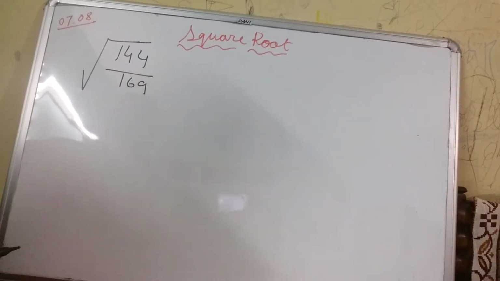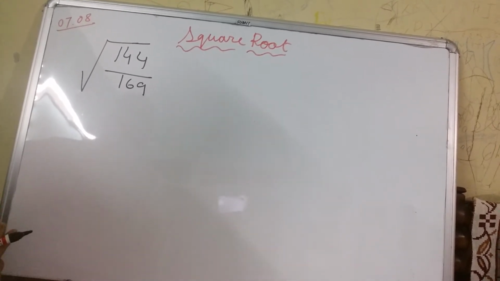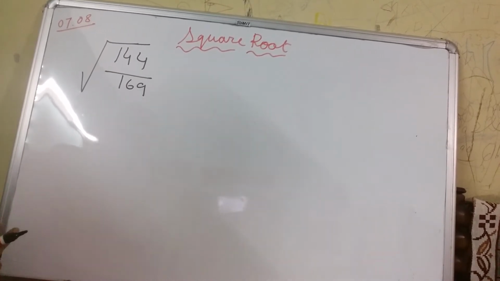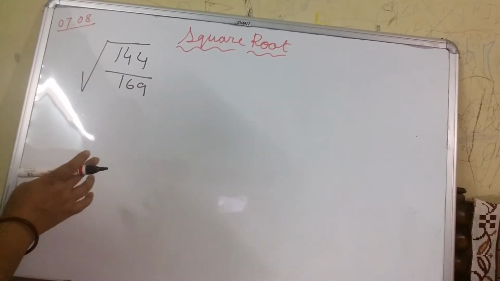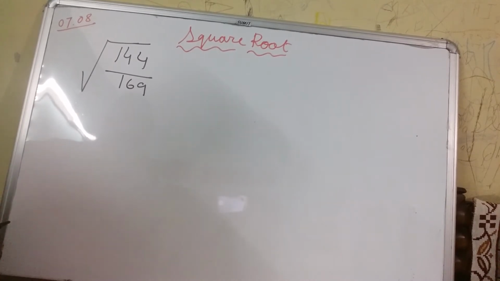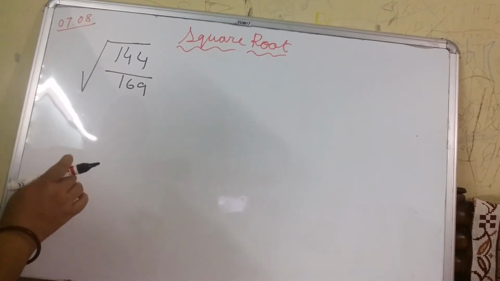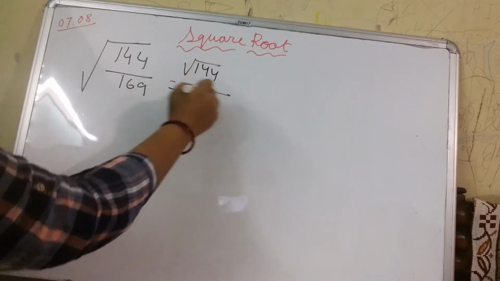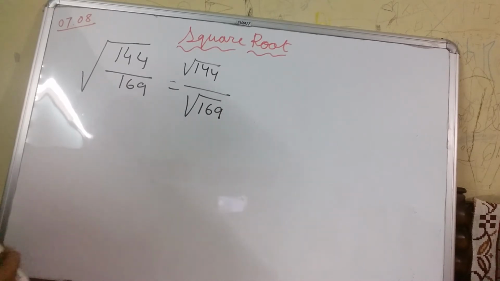Good morning, students. Today we will learn some special types of square root, like for fraction, decimal and large numbers. First is fraction. If you are asked to find out the square root of a fraction, what you have to do? You have to find out the square root of the numerator and the square root of the denominator separately.